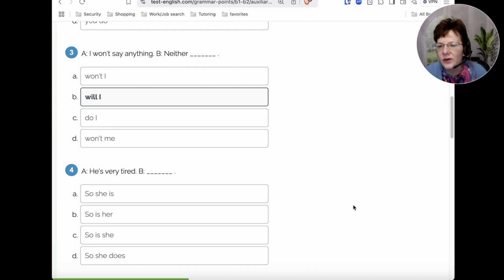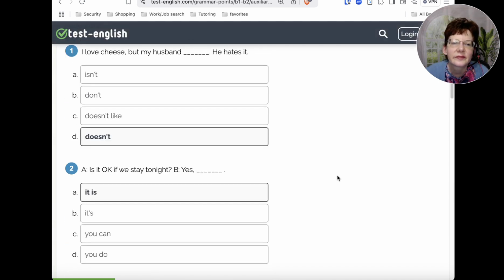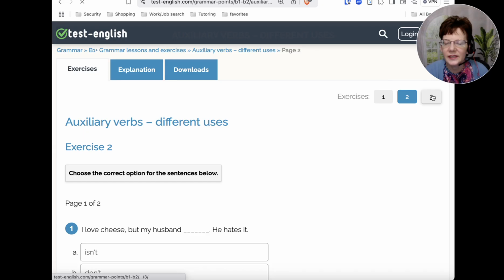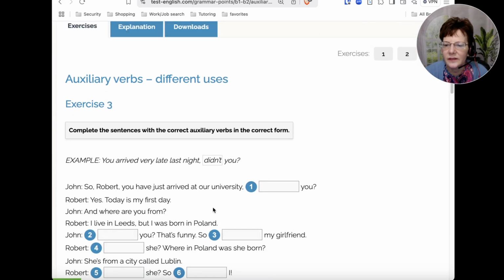Okay, one more here. He's very tired. Okay, so she is, so is her, so is she, so she does. This is also talking about agreement. So if you chose option C, so is she, that would be correct here. Exercise 3. Okay, so we'll try a few here, completing it with the correct auxiliary in the correct form.